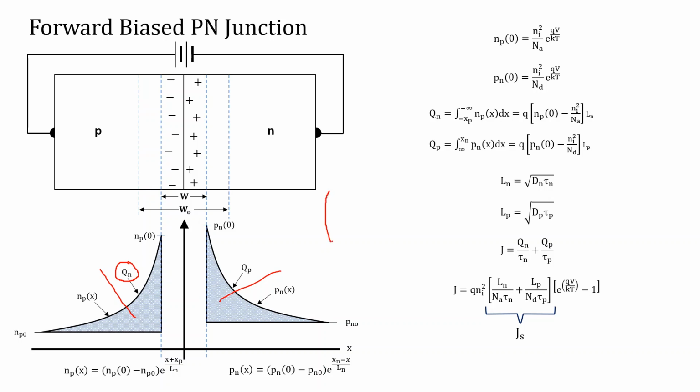So let us say we have this material here, and we have this PN junction here, and we have this depletion region in the P side. Similarly, we have depletion region in the N side.